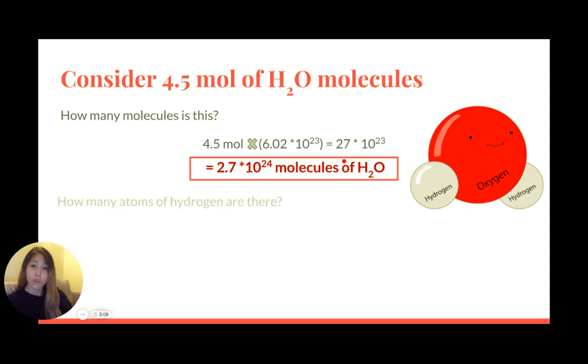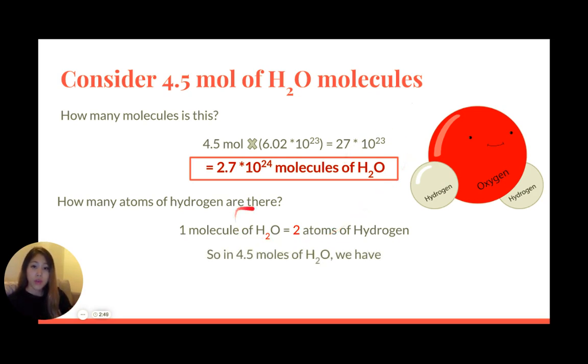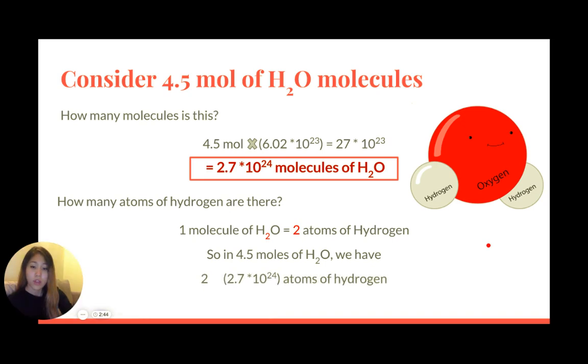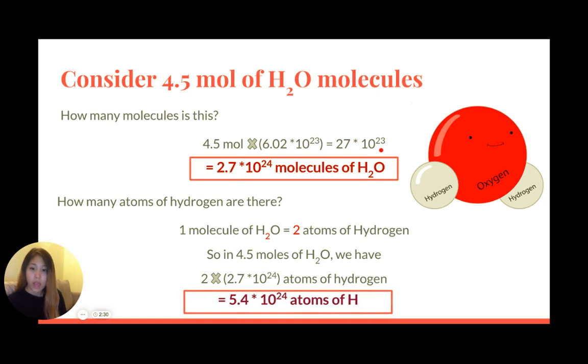molecules of water. And now, how many atoms of hydrogen are there? To convert to hydrogen, we see that one molecule of water equals 2 atoms of hydrogen, right? So in one molecule of water, we have 2 atoms of hydrogen. If we have 2 atoms of hydrogen per molecule, then in 4.5 moles of water, we multiply 2 by the number of molecules that we calculated earlier. And that gives us 5.4 times 10 to the 24 atoms of hydrogen.